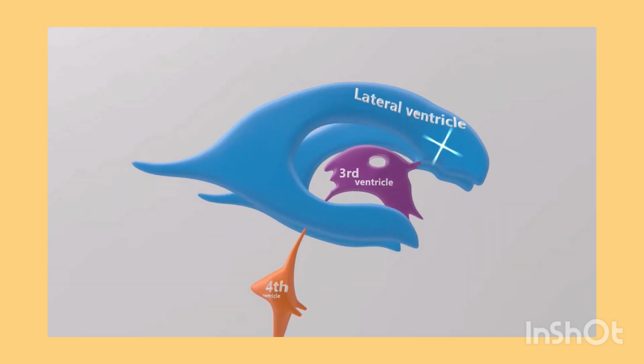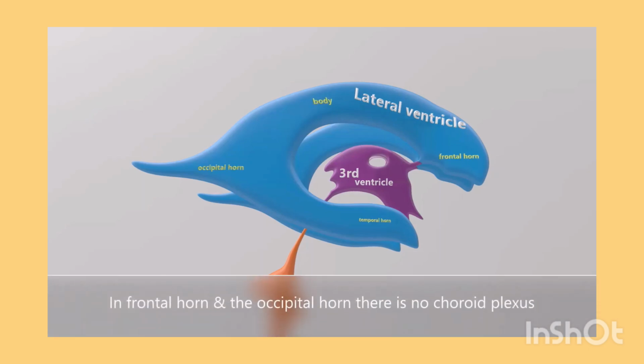So here we have it, the lateral ventricles in blue, the third ventricle in purple, and the fourth ventricle in orange. And we should be aware of the horns of the lateral ventricle. The frontal horn in the front, the occipital horn, which goes into the occipital lobe, and the temporal horn, which houses the hippocampus. And on top, we see the body of the lateral ventricle. Now it's important to note that in the frontal horn and in the occipital horn, there is no choroid plexus.